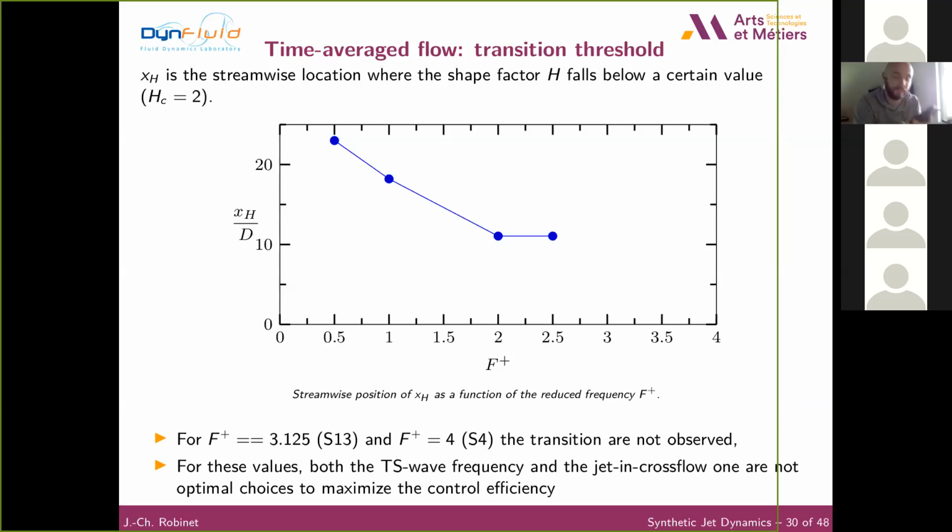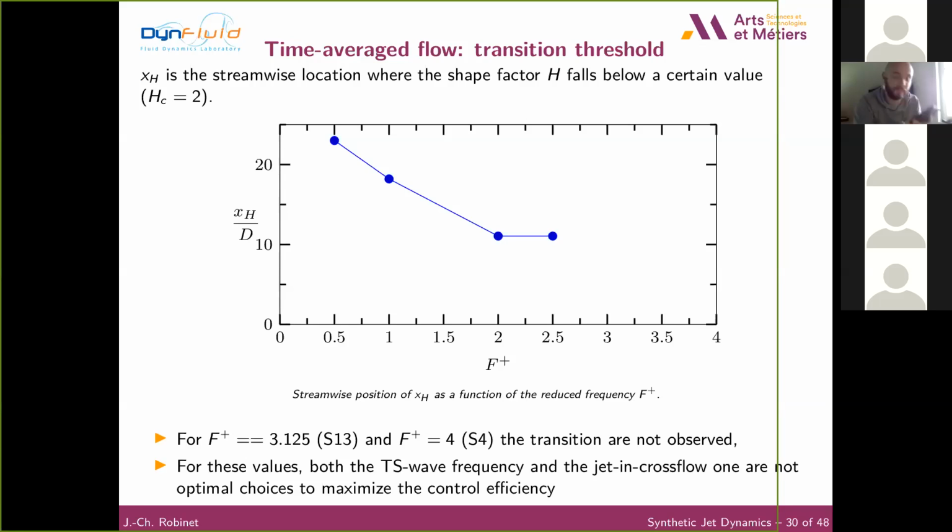We have a minimum. In fact, we have a minimum where the reduced frequency is most efficient to generate an important dynamic downstream of the pulsating jet. And typically, for example, the reduced frequency equal to 0.125, so case 13, and case 4, where the reduced frequency is equal to 4, the transition is not observed in my domain. Perhaps it's necessary to increase the domain, but in my domain, the transition is not observed. All the dynamic is damped.